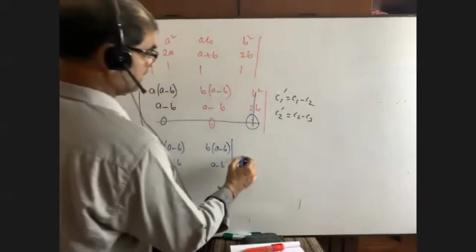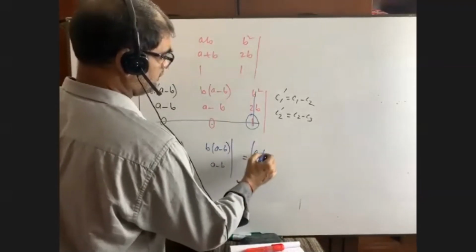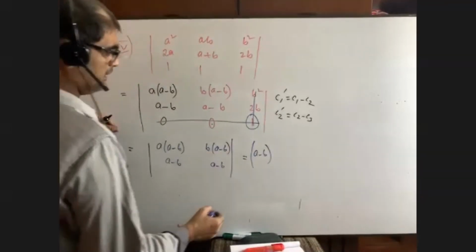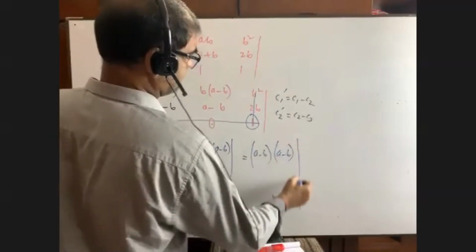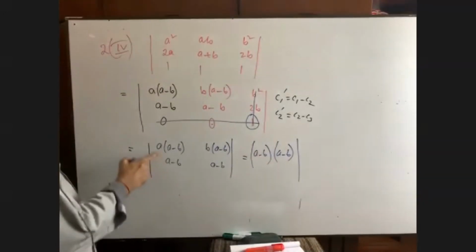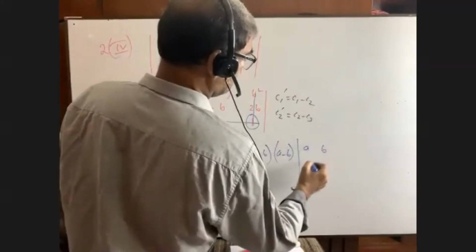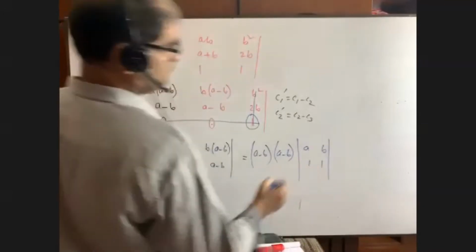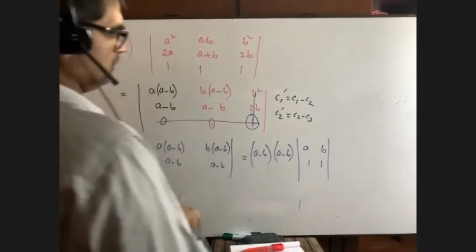You see, from the first column, I can take A minus B common. From the second column, I can also take A minus B common, right? Then we are left with what? A, B, 1, 1, A, B, 1, 1. Then what will be the last part? A minus B? What will be the last part? Let me know.